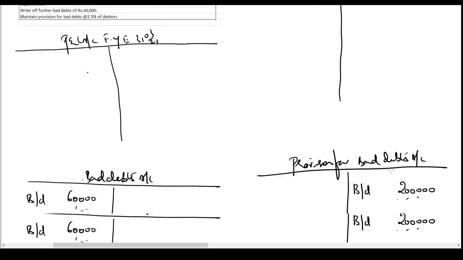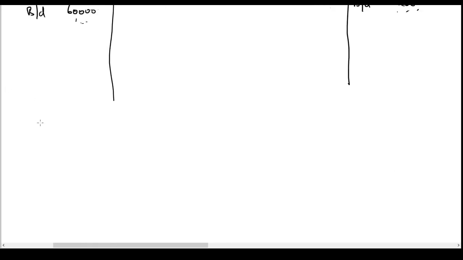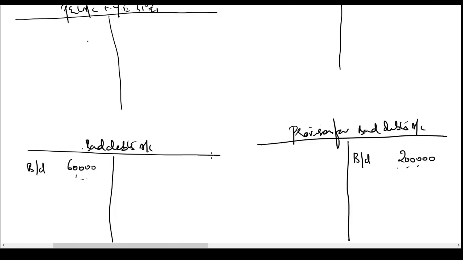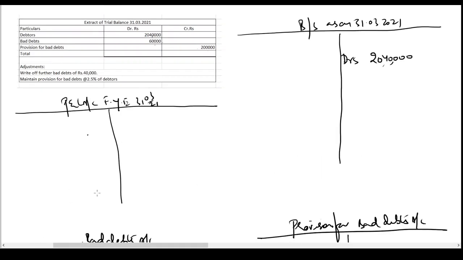Write off further bad debts rupees 40,000. We have to write off a few more amounts as bad debts. Bad debts account debit to debtors 40,000 rupees. So I'm writing off some more amounts as bad debts. So bad debts account will be debited. I'll write here to debtors 40,000, and this amount has to be subtracted from debtors because this is shown outside the trial balance. We have to write them off further. Apart from what is given in the trial balance, this amount has to be written off further. So 40,000 will be written off. The balance amount is 20 lakhs.